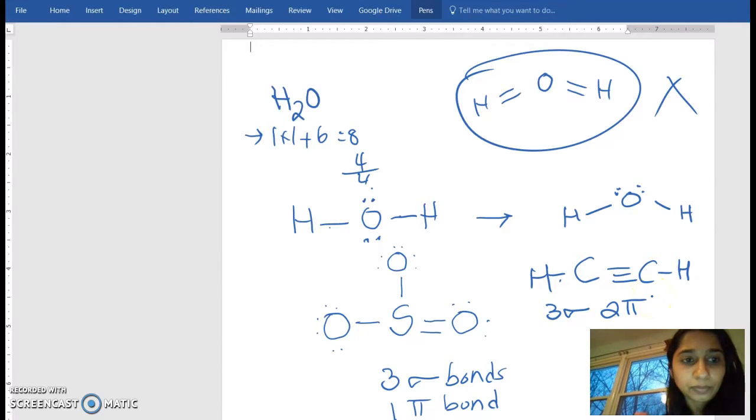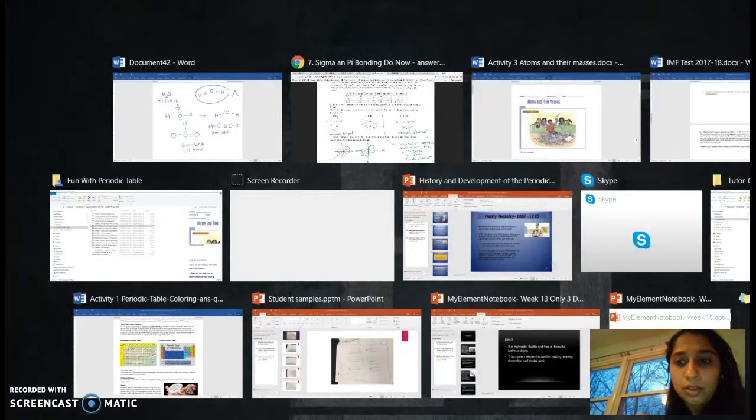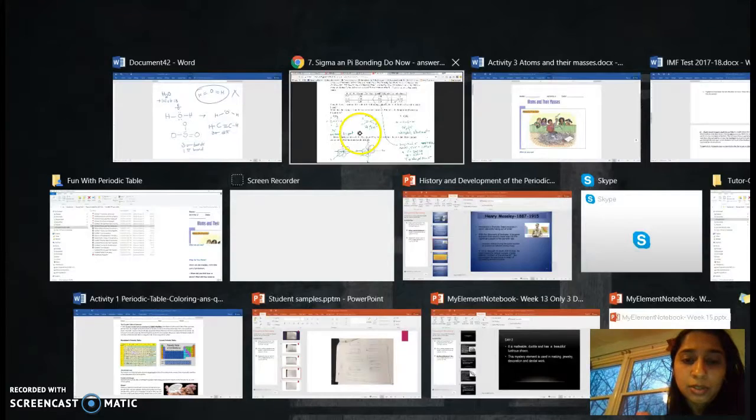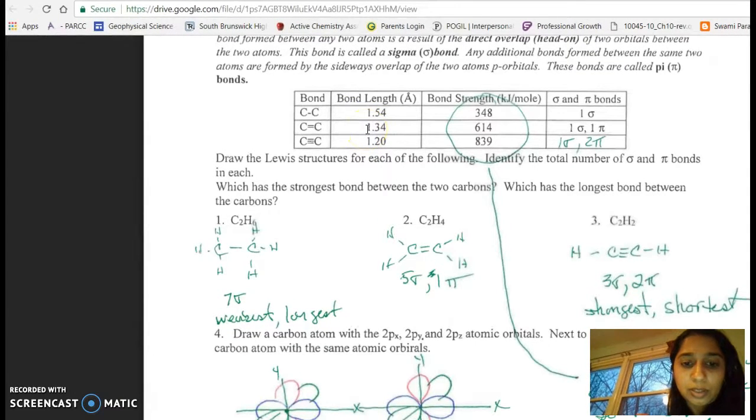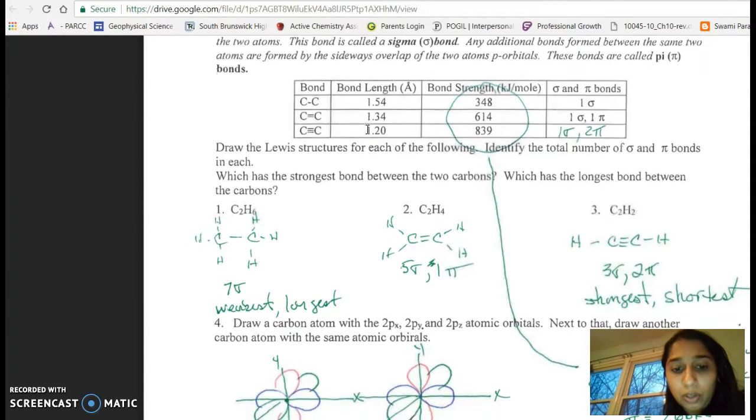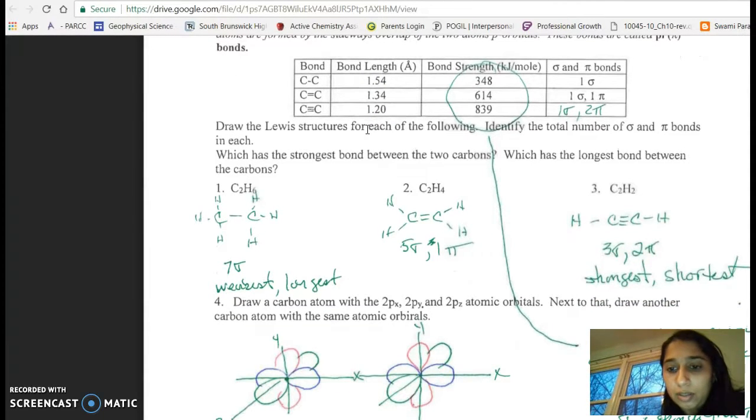Okay, let's look at the overlap. Sigma bonds are the weakest, but they're the longest. Pi bonds are the strongest, but they're the shortest. There was a question on your test for sigma and pi, so remember to learn this. Sigma bonds, weakest, but they're the longest. Pi bonds are strongest, but they're the shortest.